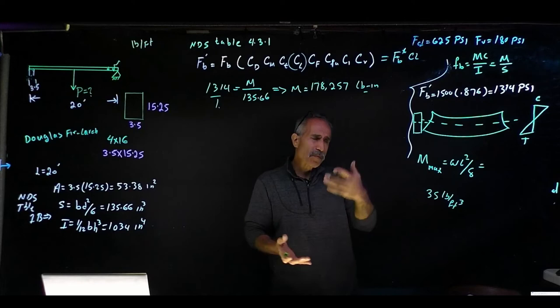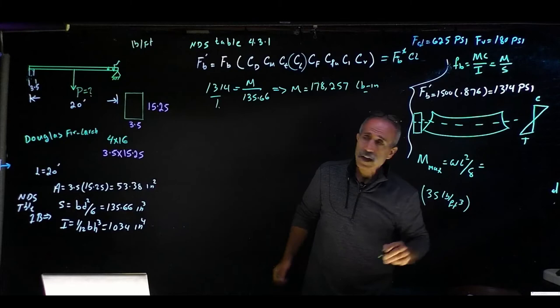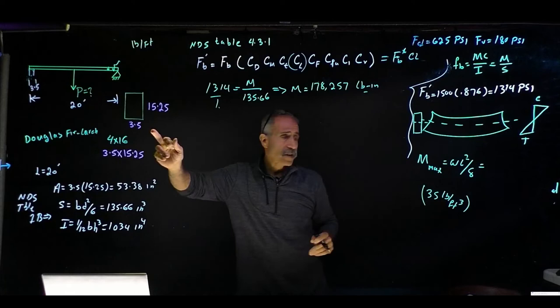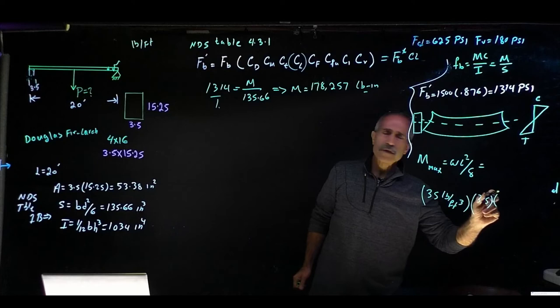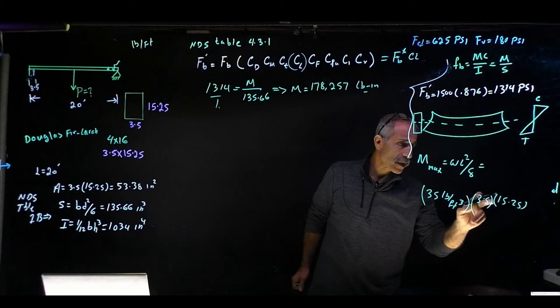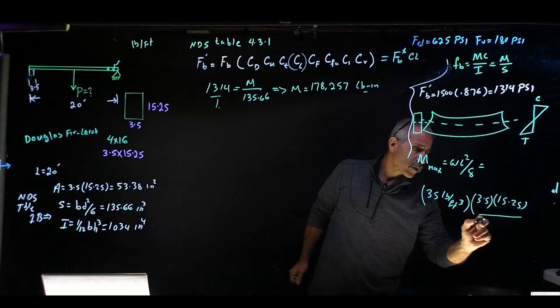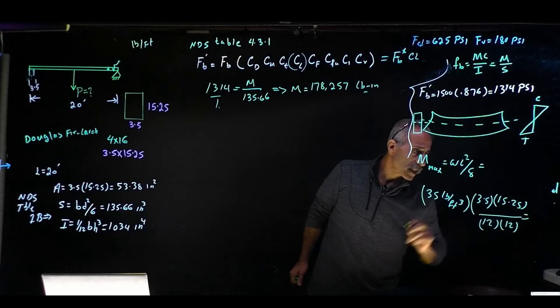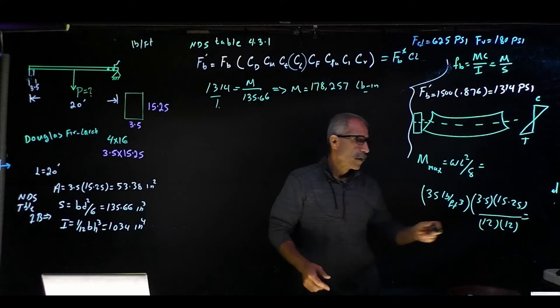So multiply by the cross-sectional area. Be careful, that's a pound per cubic feet, so you've got to convert that. This is in inches. So I'm going to multiply by the area, 3.5 times 15.25. But these are inches, they're not feet. So I'm going to convert these to feet, divided by 12, divided by another 12. So I'm going to divide by 12 times 12 for both of them, which is 144. And that will give me 12.97, or let's call it 13 pound per foot.